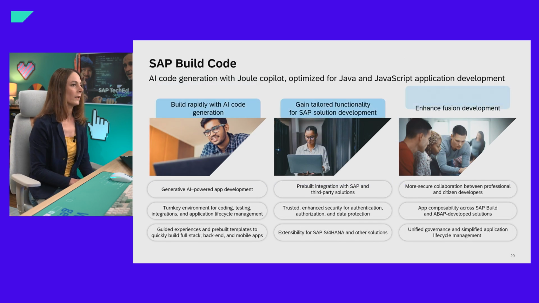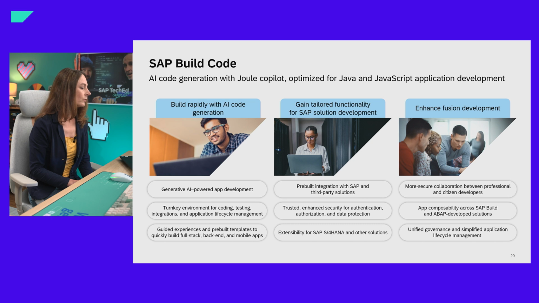But what exactly is SAP Build Code? Well, SAP Build Code provides you a turnkey environment for coding, testing, integrations, and application lifecycle management. And you will see in our demo later that you can build rapidly with AI code generation from natural language descriptions with the Joule Copilot that David just mentioned. SAP Build Code simplifies developer activities through guided experiences and pre-built templates. The solution is tailored for SAP development, and it comes with pre-built integrations to SAP and non-SAP systems.